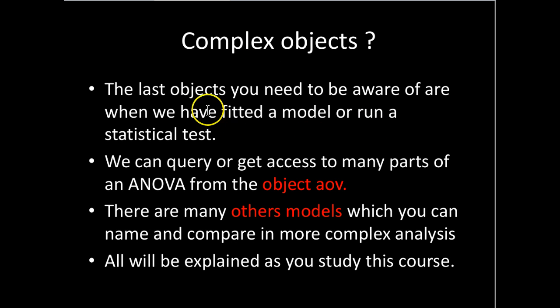So lastly, the last type of objects we have is that if you fit a model, then we have an object. So we can query or get access to many parts of the ANOVA from the object aov, analysis of variance. And when we do linear models and other types of models, we will come across other models which we can actually name ourselves. And in more complex analysis, you can compare different models, like you can fit a more complex model or a simpler model and do that comparison. And these will be explained in the course, but I'm just mentioning it here.